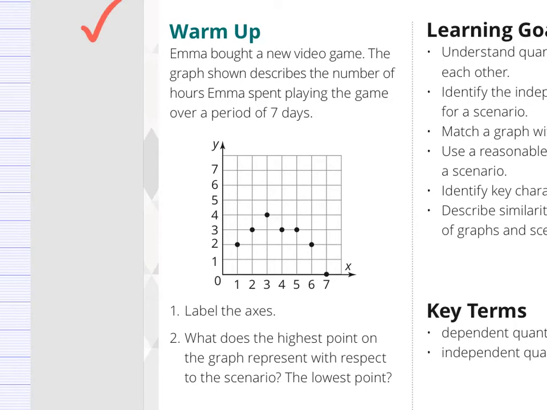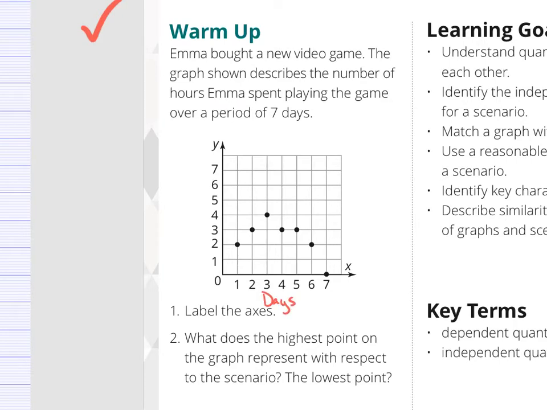Now, the x-axis at the bottom goes 1 through 7, and the y-axis on the side goes 1 through 7. The points are kind of sporadic. The first point right here goes 1, 2. Then 2, 3, and 3, 4. So this point goes 2, 3, 4, and then back down to 3, and stays 3, and then back down to 2. But if you go this side, it goes 1, 2, 3, 4, 5, 6, and 7. So what that tells me, if she's playing video games for 7 days, these numbers represent the days.